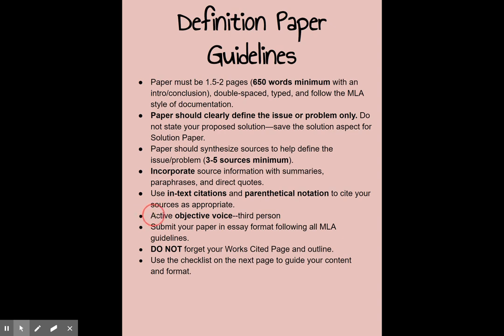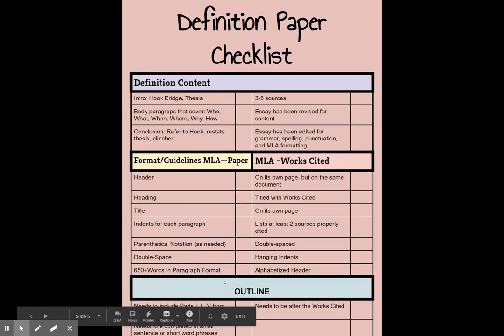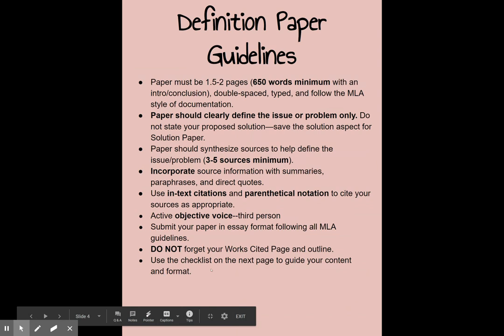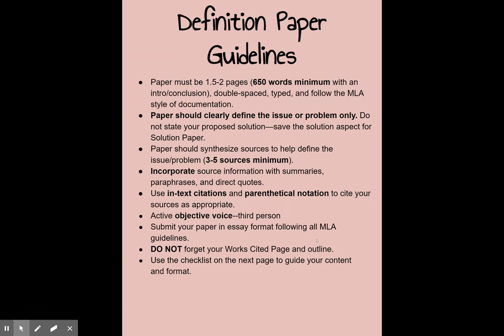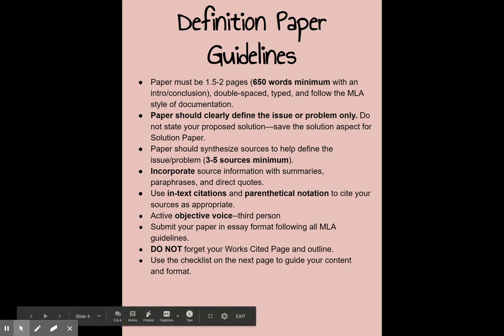I want to talk about this part right here where it says active objective voice. This is an academic paper. You do not want to use the words I, me, or my. This is not where we want you to have your opinion. I love your opinions, but your research paper is not where you want to express it. This paper should be based on evidence and facts. So I should never ever see I, me, my. Okay? You want to put everything in third person. And then obviously don't forget your works cited page and your outline.